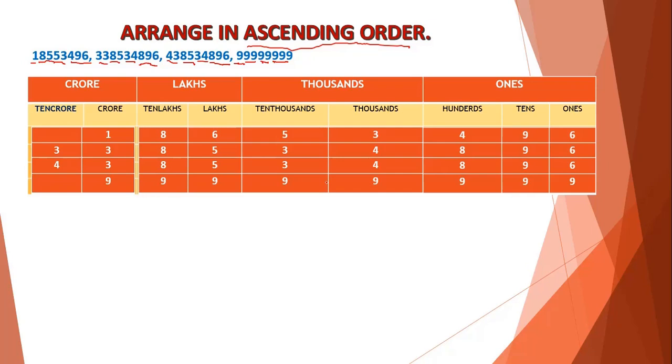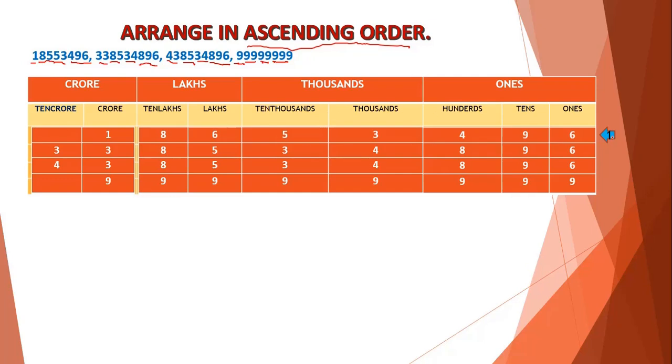Now we will compare the numbers starting from the highest period to the lowest period. If you look at the highest period, that is crore, in the first number we have 1 crore. In the second number we have 33 crores. Third number, 43 crores. Fourth number, 9 crore. If you look at this, these two numbers are greater. This 1 crore is the smallest. Therefore, we'll take the first number as the smallest number.